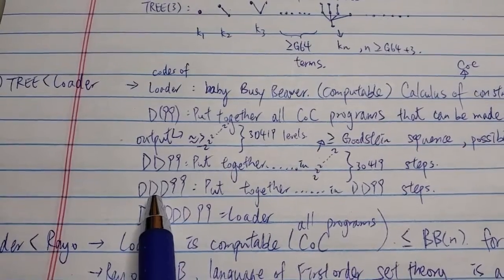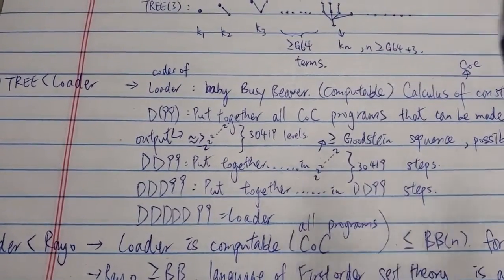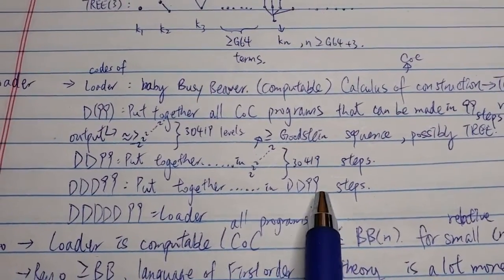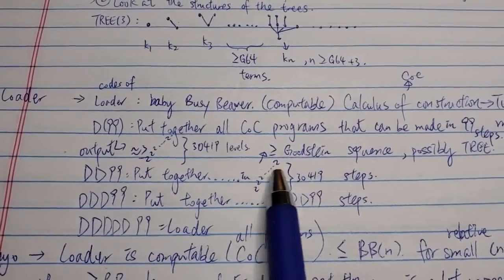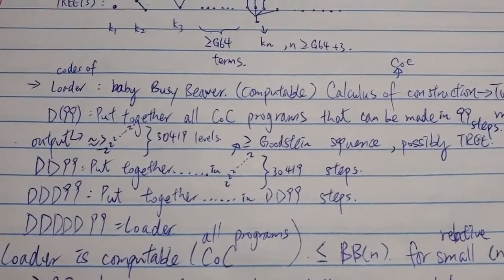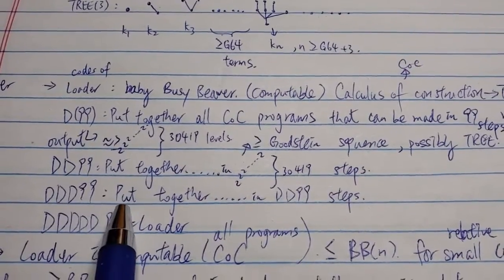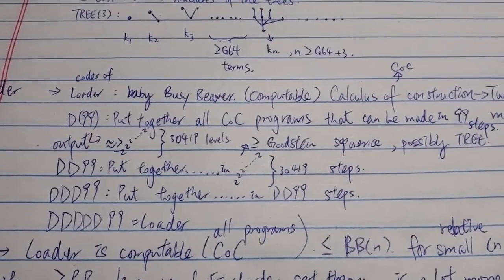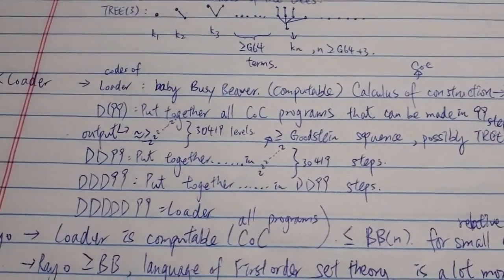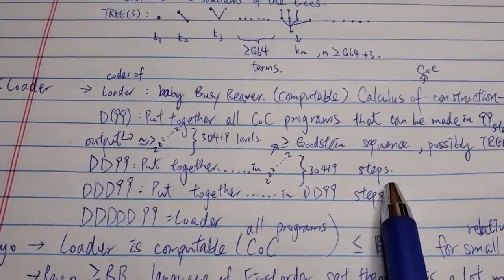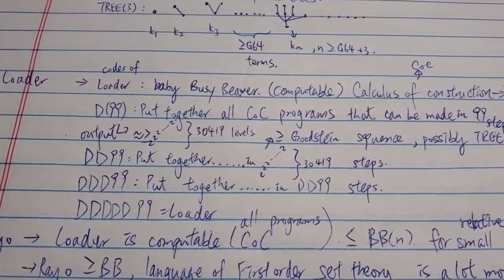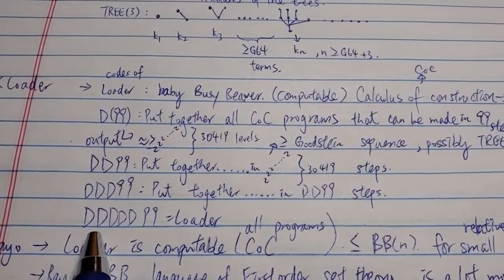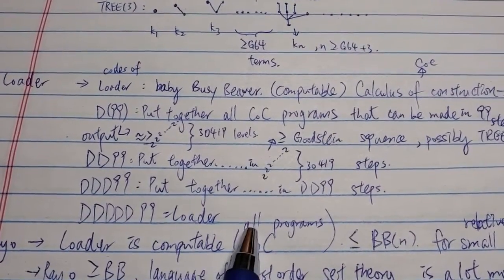However, if you put one more D here, so D of D of D99, you put together all the BB programs that can be simulated in D of D99 steps. And D of D99 is already an unimaginably big number. And a lot of people believe that this number, D of D of D99, is already most likely much bigger than TREE(3). And if that's the case, it's probably going to be much bigger than TREE(3), etc., and so on. However, Loader's number is not D of D of D99, it's D5(99) with 5 Ds.